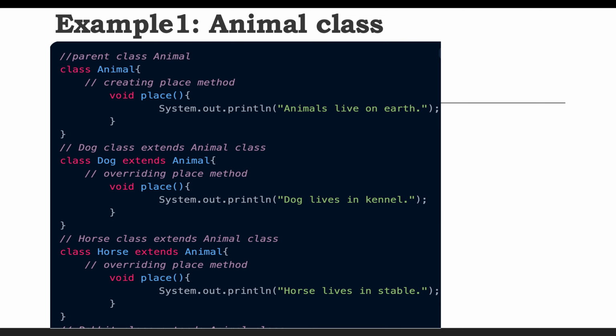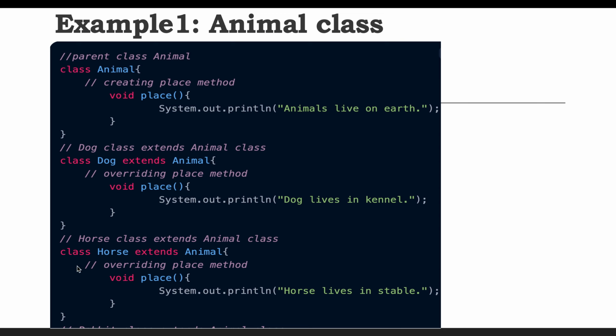Now let's say we have another class, Dog class, that is behaving like a subclass because it is extending the Animal class, and here also it has the same method void place with some definition. If you can see, the superclass and subclass have the same method, which means this method is overriding the place method from the superclass in the subclass. So this is nothing but overriding.